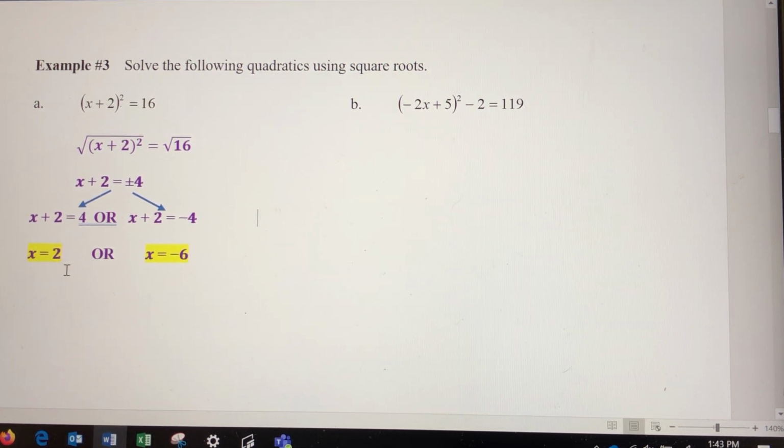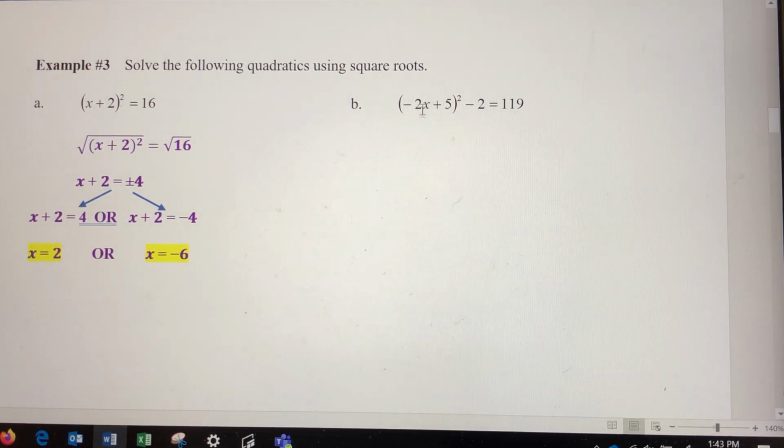It's always great when you're solving any kind of equation, but specifically these quadratics, to check your answers. If you plug 2 in here, you get 2 plus 2 is 4, 4 squared is 16. So this is obviously a solution. When I plug in negative 6, negative 6 plus 2 is negative 4. Square that, you also get 16. So you can see both these solutions are true. They make the equation work.